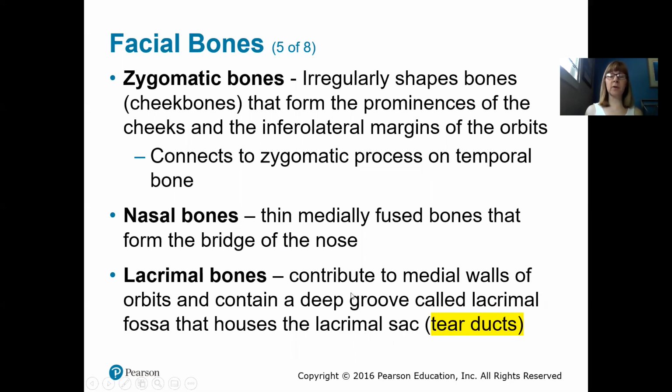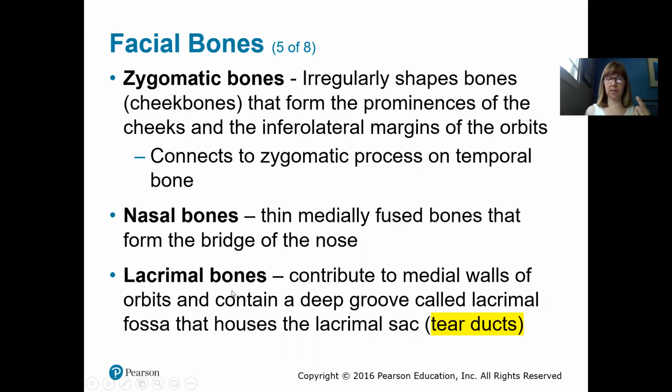Then the lacrimal bones, okay, that is the inside of your eye, or your orbits. And this is where your lacrimal glands or tear ducts are. So that's how you can remember. The word lacrimal refers to tears. And when we get to special senses and we learn about your eyes, you'll understand that the lacrimal gland is responsible for your tears. So that's how you can remember the lacrimal bones.